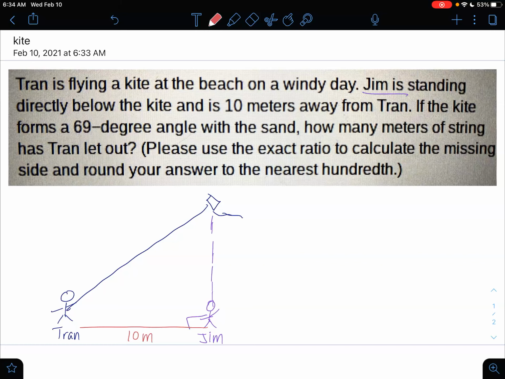And we are also told that the kite forms a 69-degree angle with the sand. So that would be this angle here between Tran and the string. Would be 69 degrees. So this over here by Jim is our 90. We want to also, it's asking us to determine how long the string is. So X is our string.